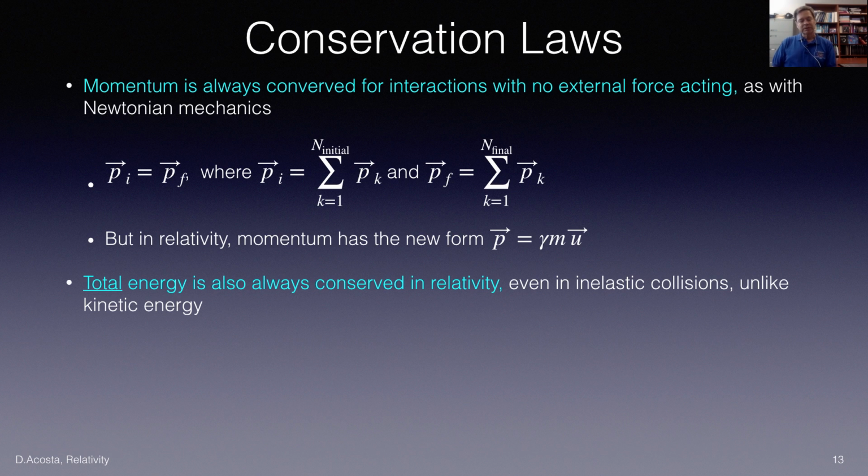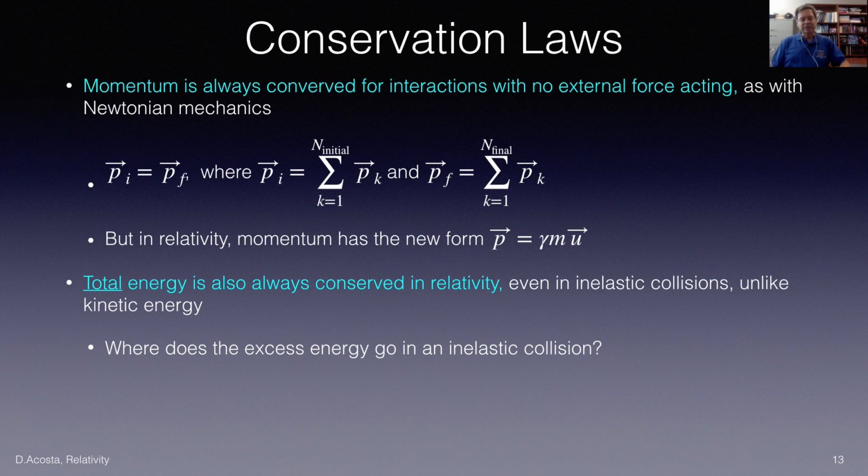Turns out also, the total energy is always conserved in relativity. So along with momentum always being conserved, energy is always conserved, even in inelastic collisions, unlike the kinetic energy. You may recall in introductory physics that kinetic energy was not conserved in inelastic collisions, when two objects stick together when they collide, or at least don't elastically scatter. In relativity, energy is always conserved. However, you're considering the total energy, not just the kinetic energy. So that's the kinetic energy plus the rest mass energy.